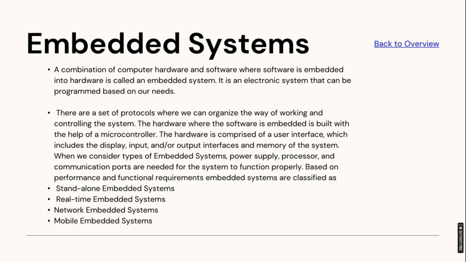The standalone embedded system is of two types, slave and independent. In the case of slave, examples are the microwave oven and semi-automated washing machines. In the case of independent, it is the fully automated washing machines. The real-time embedded system has the airbag as an example, and the network embedded system has the ATM machine or router. The mobile embedded system is the movable one, such as the elevator, car, rocket, etc.